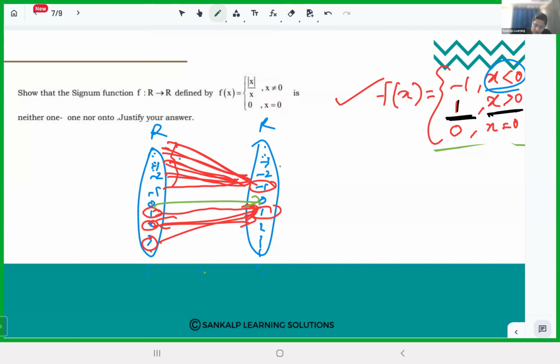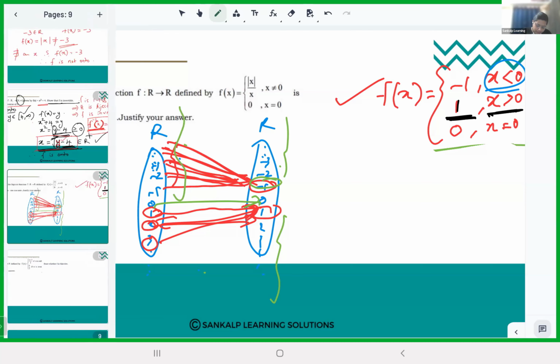Here you can see that all these other elements don't have a pre-image, right? So we can say that it is not onto. It is not an onto function. And here you can see that many elements have the same image. All these elements have the same image, so it is not one-one also. All right, I hope it is clear to you all.